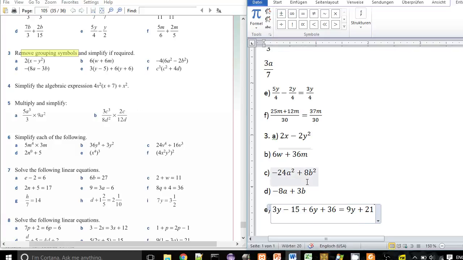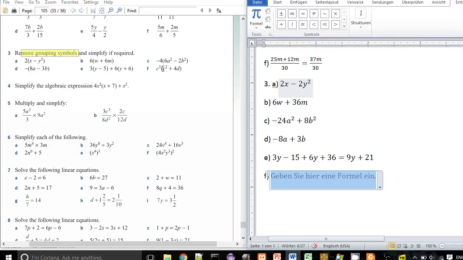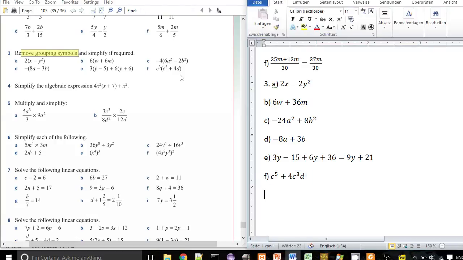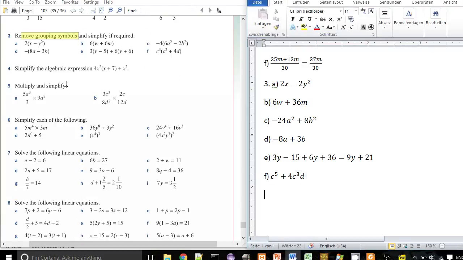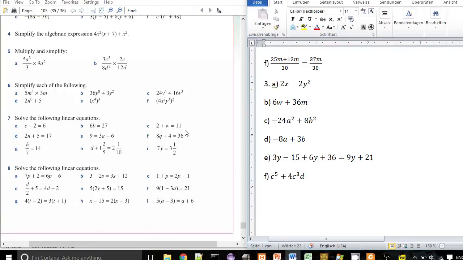Okay, this one, c cubed times c squared, the powers add, so c to the power of 5. Plus 4, there's a c cubed and a d. Okay, next one, so question 4.